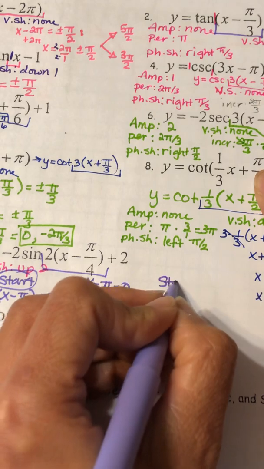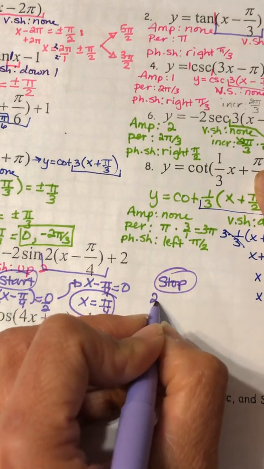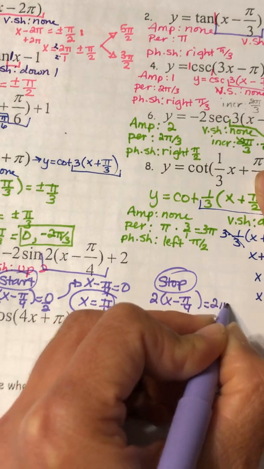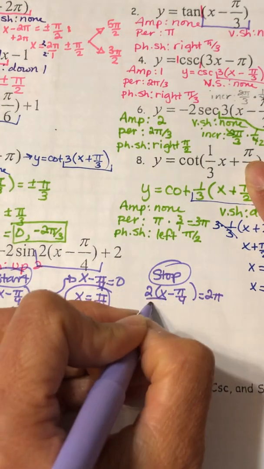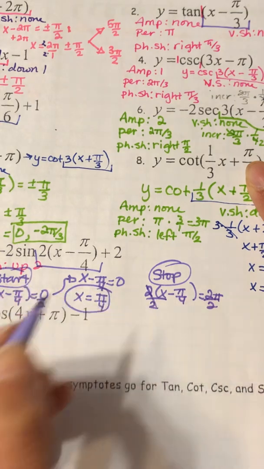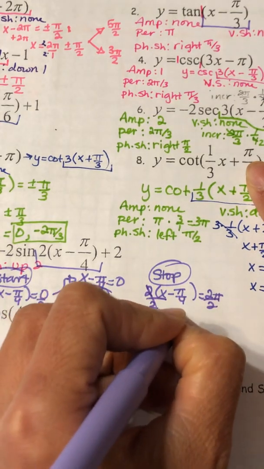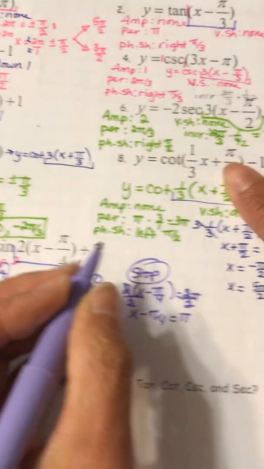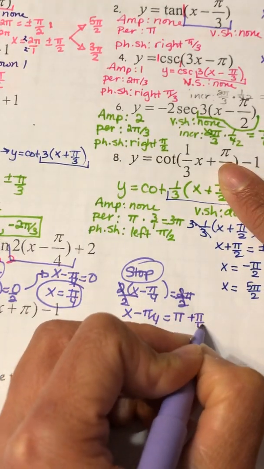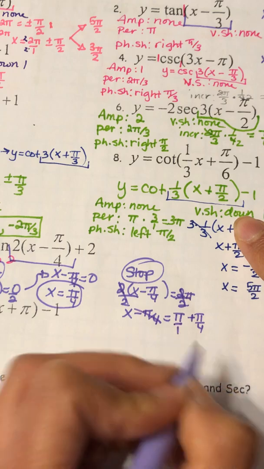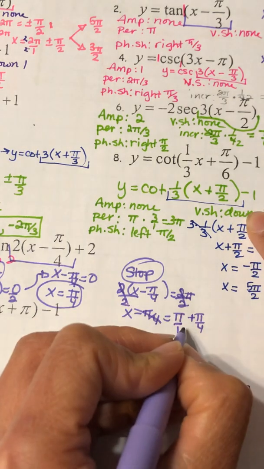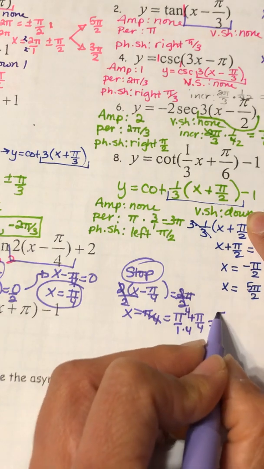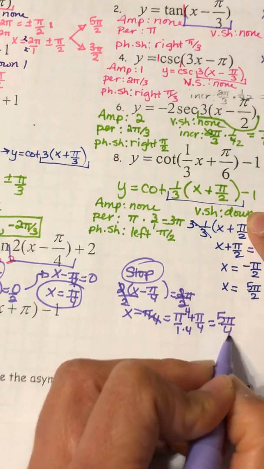And then for the stop, we take the same stuff, 2 times x minus pi over 4, and we set it equal to 2 pi. Divide both sides by 2. 2's cancel. We get x minus pi over 4 equals pi. Add pi over 4 to both sides. That gets rid of it here. We're going to need to get a common denominator. And so I got to multiply top and bottom by 4. 4 pi over 4 plus 1 pi over 4 is 5 pi over 4.